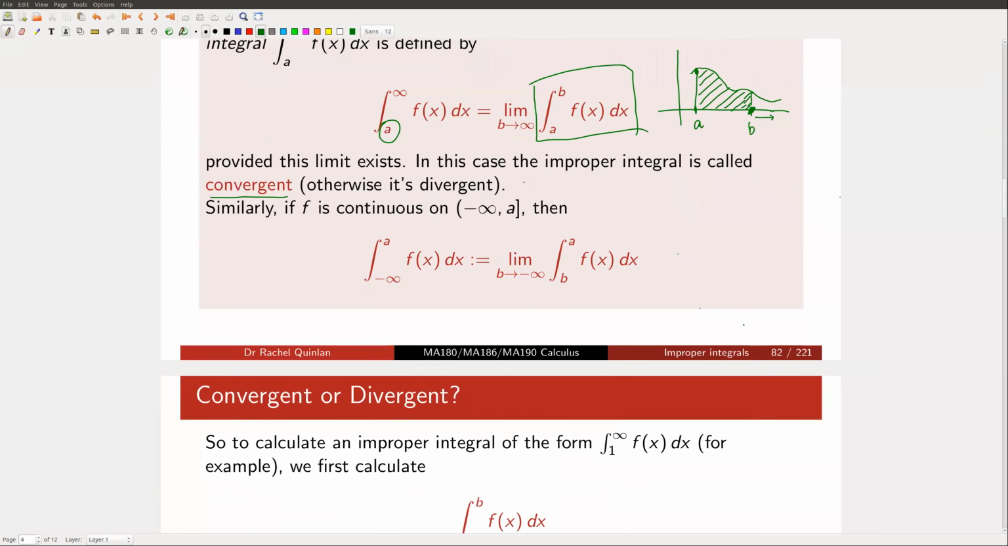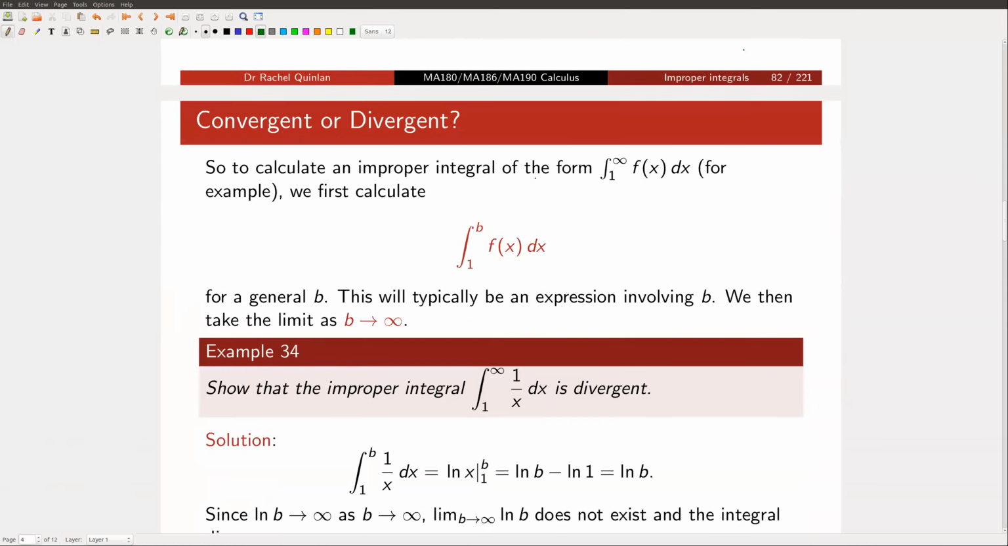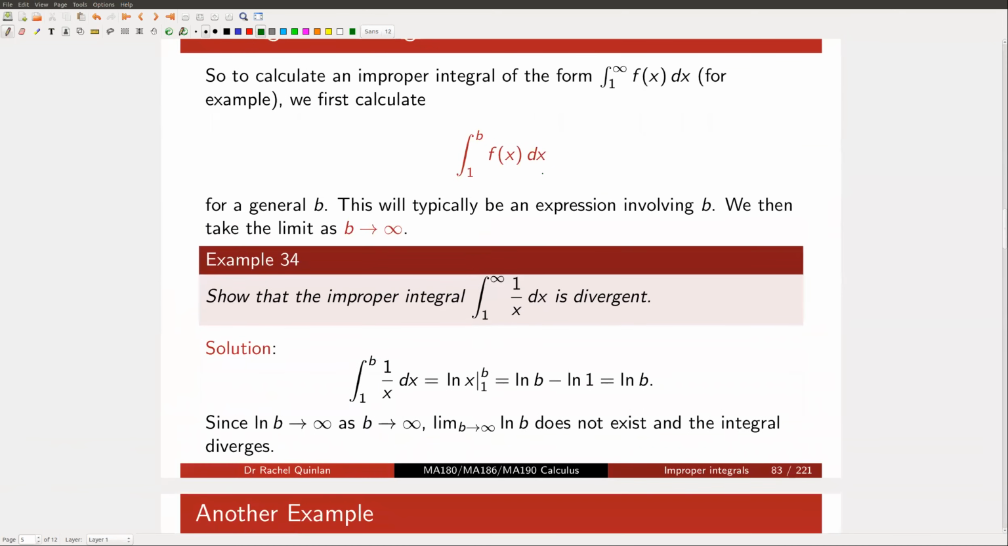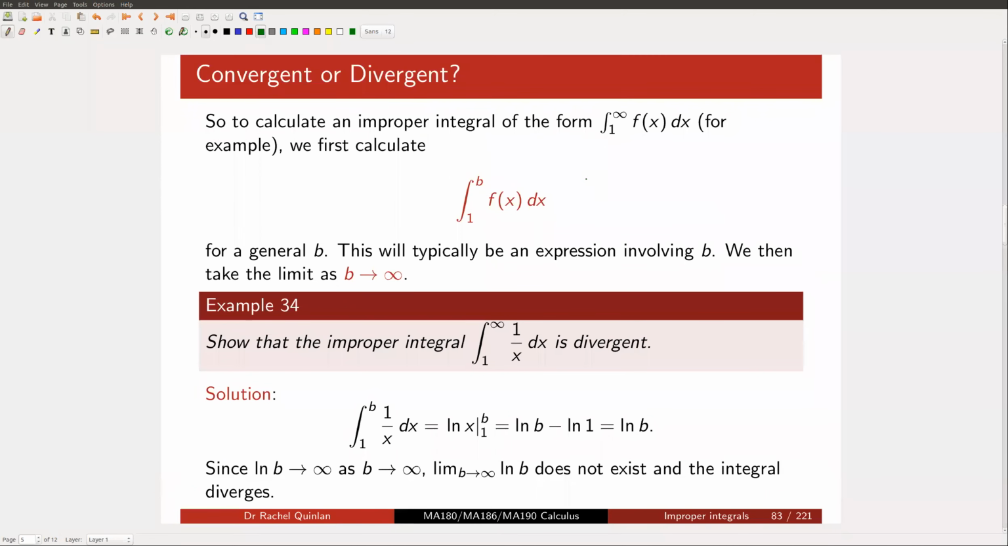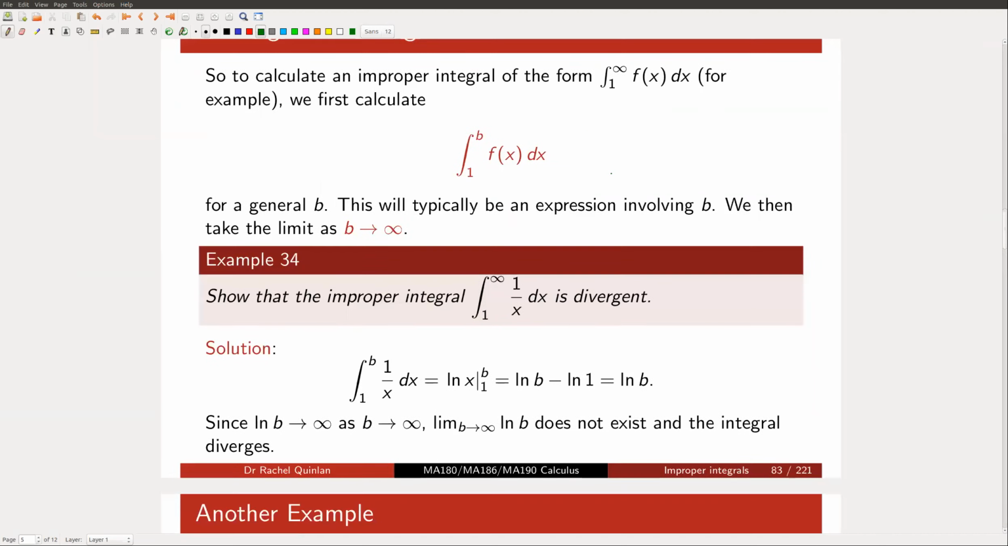Maybe a practical example at this point would be better than theorizing about rotation and stuff. So here's an example. The problem presented to us is to show that the improper integral from 1 to infinity of 1 over x is divergent, which is what just about half of us voted for in the first question at the poll. So how do we deal with this question? Well, we look at an integral from 1 to b of 1 over x.